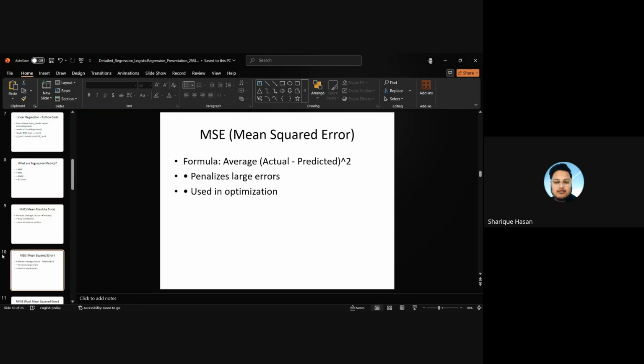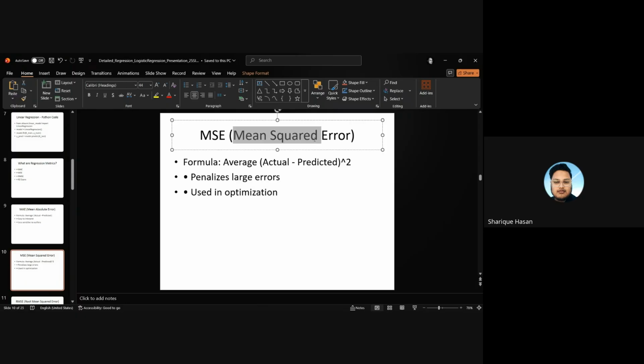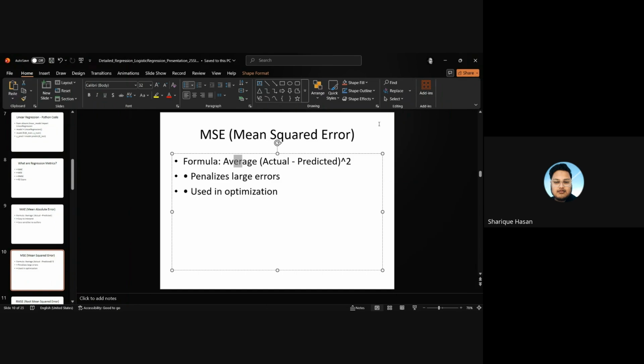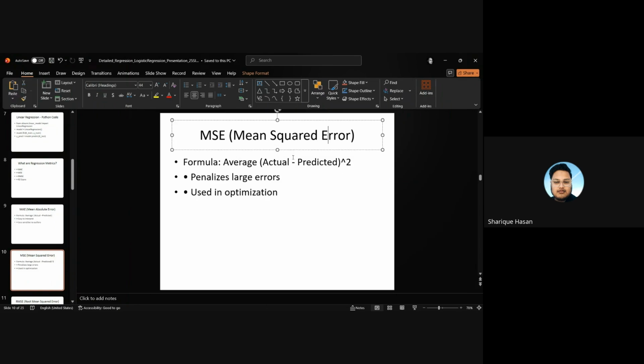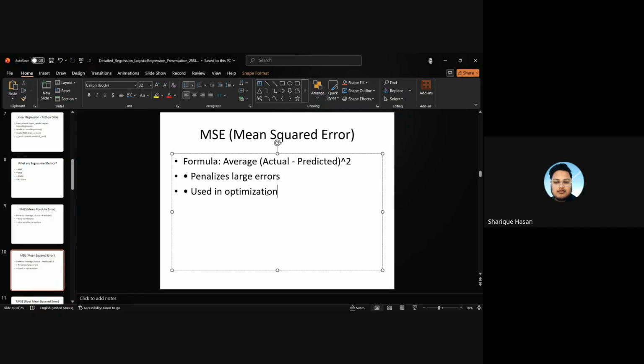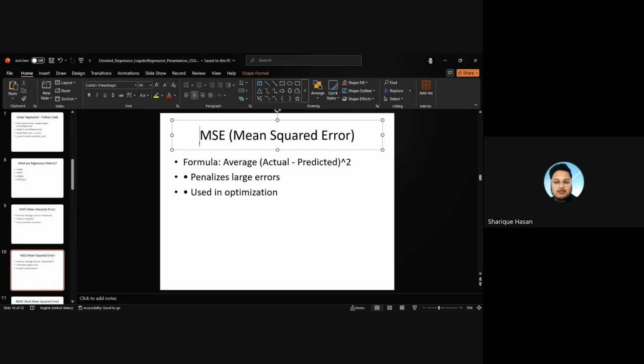Then we have MSE, which is mean square error. What is mean square error? Mean square error is equal to the average of (actual minus predicted) whole squared. The square says that we are going to square the actual minus predicted. Here mean is the average, square is squaring the numbers, and error is actual minus predicted. It penalizes large errors and is used in optimization.